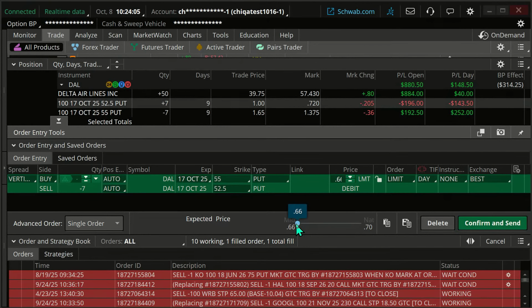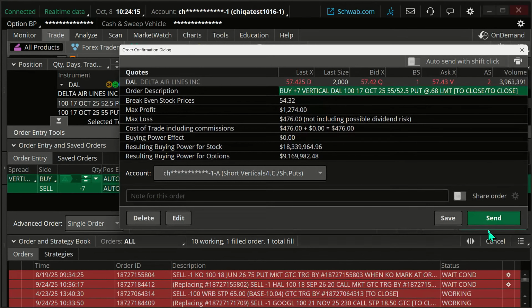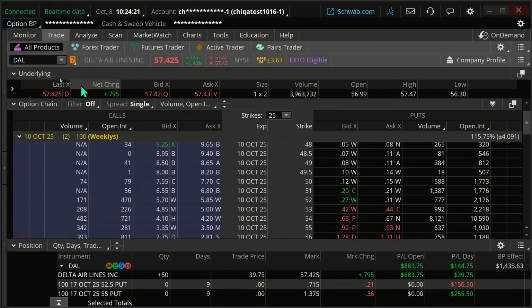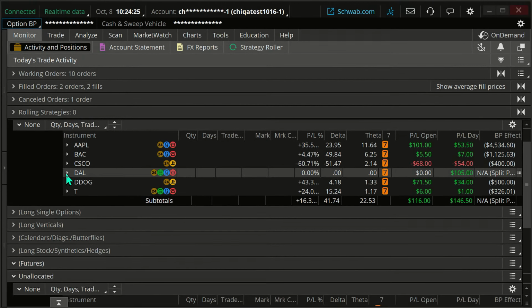Now, if I put it at the mid price, it's iffy whether I'm going to get filled here. If I move it up a little bit from that mid price, I'm increasing the chances of it getting filled. So I'm going to confirm and send. Again, make sure you read that. And I'm going to send that order. We're out of that Delta trade just because it's time to get out. Okay. So that's Delta. Let's look at some others.